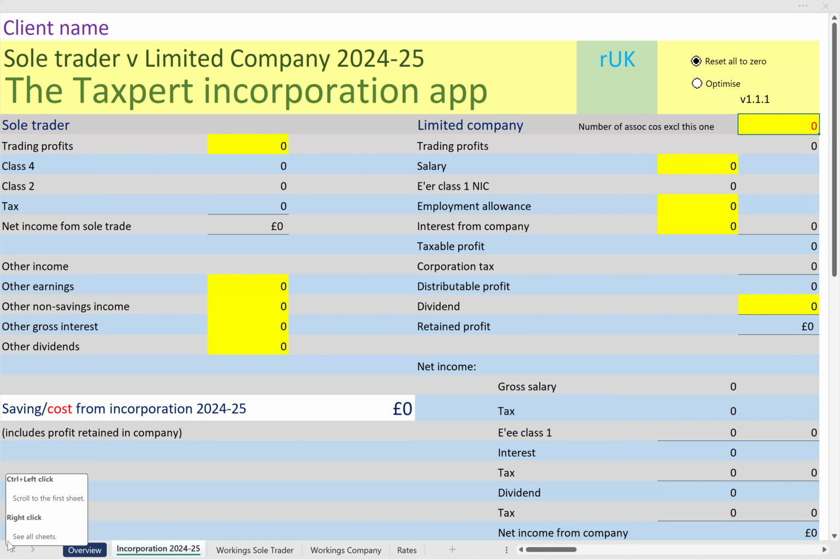But recent changes, in particular to national insurance contributions, have meant that the advantages have really, in many cases, turned into disadvantages. And this app may be quite useful in explaining to clients who want to incorporate, possibly for other reasons, that there will be a cost to converting to a limited company.